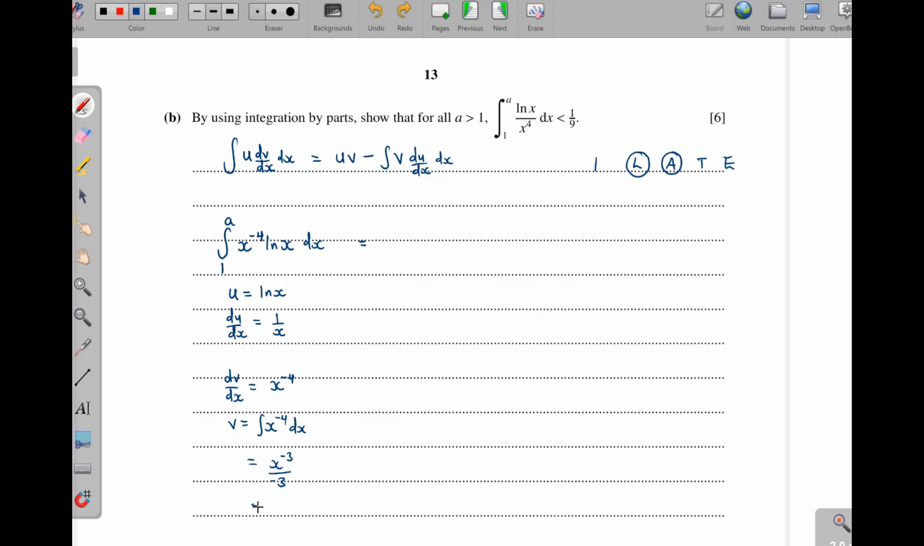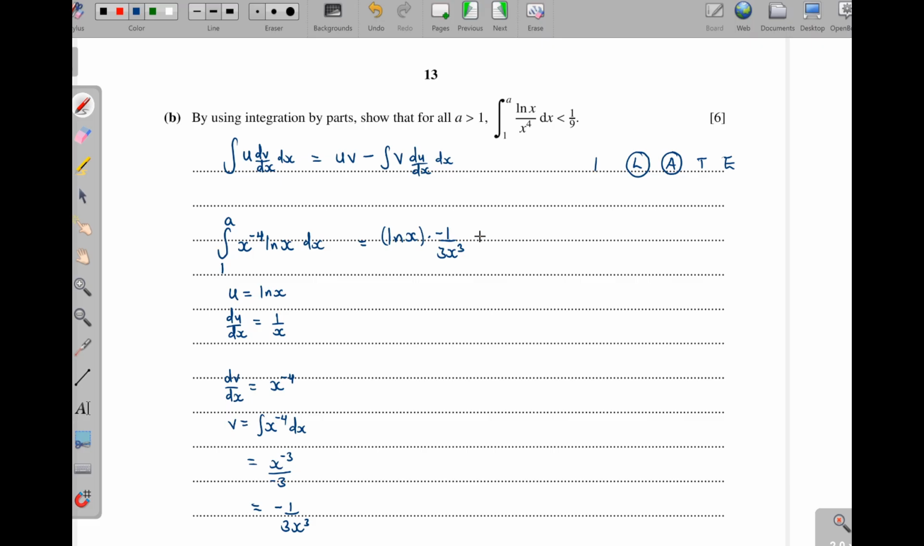So this one is actually the same as saying negative 1 out of 3, then x power 3 in the denominator. Like when you use indices, this one can go down, right? So we shall have uv. Our u is natural log of x, then times the v, which is negative 1 over 3x cubed.